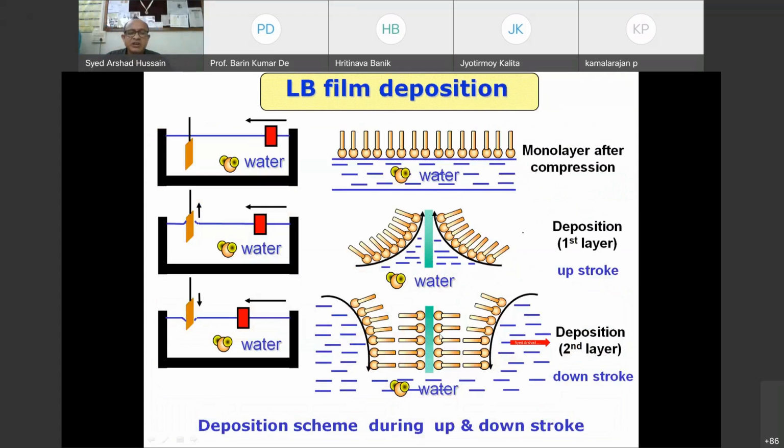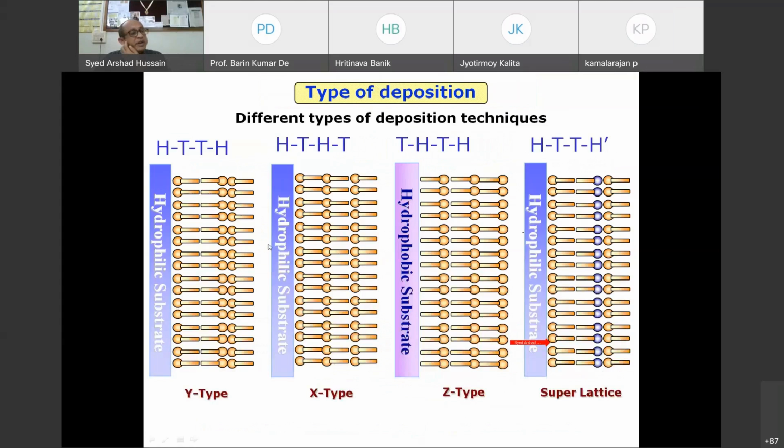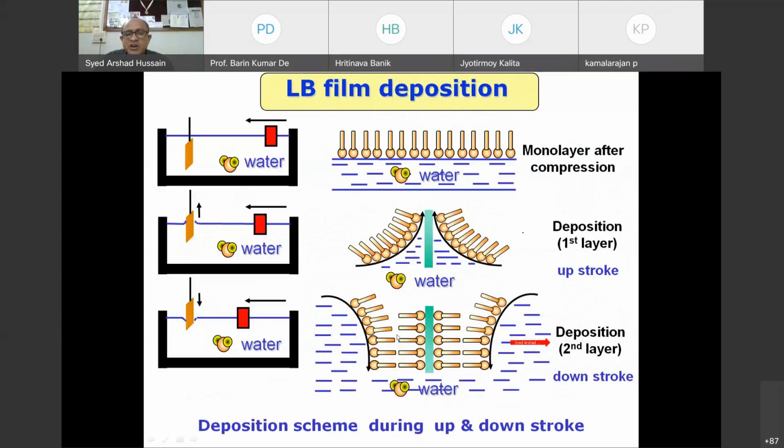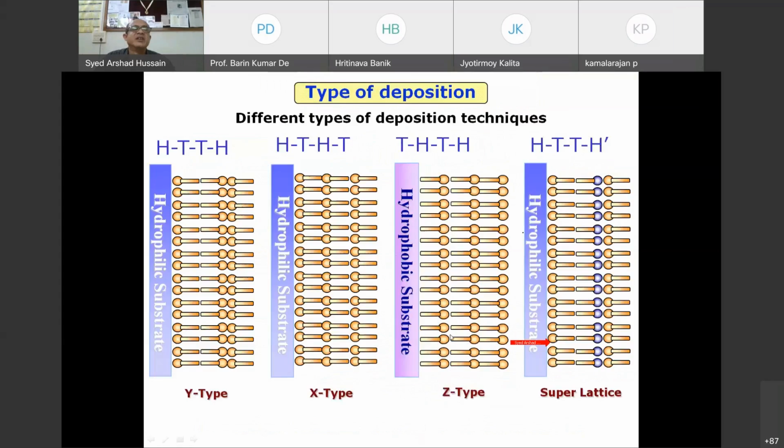Again, if you dip, you can transfer the second layer. In this way, by repeating the dipping and taking out of the substrate through the floating layer, one can have multi-layer depositions. And depending on the deposition, that means interactions of your material in multi-layer, these are named X, Y, and Z. You can see here, if this is your tail part, that is hydrophobic, this is your hydrophilic head, and this is the hydrophobic part of your second layer.